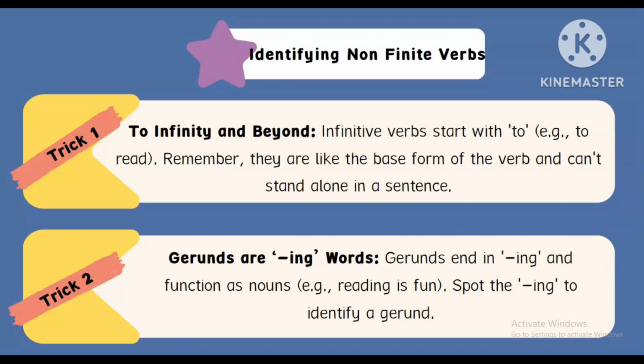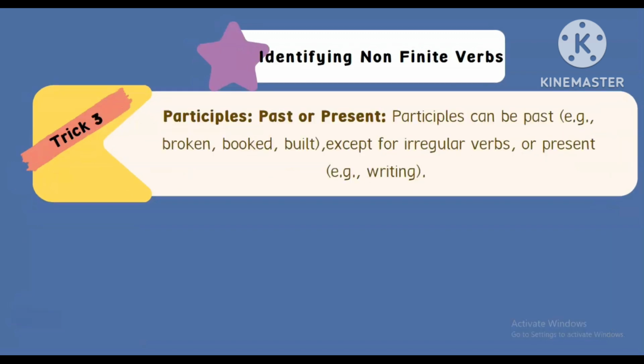Now, the next trick to identify the non-finite verb is to identify the gerunds which end in ing and function as nouns, like reading is fun. Here, reading is a gerund because it is answering the question what is fun. However, if you say that the cat is reading a book, that reading is not going to be considered as gerund. So you have to spot the ing and check if it is working as a noun to ensure that it is a gerund.